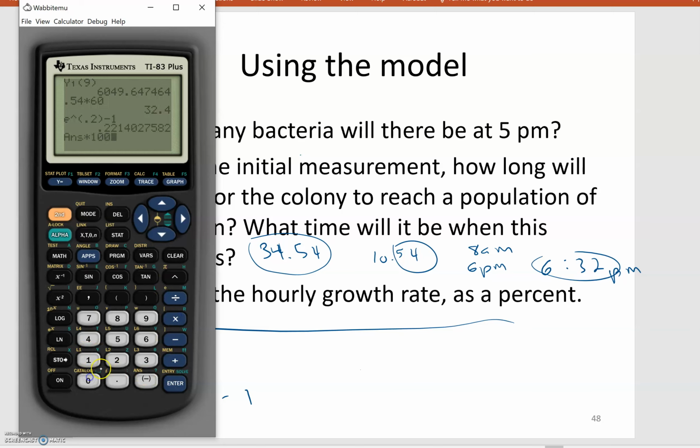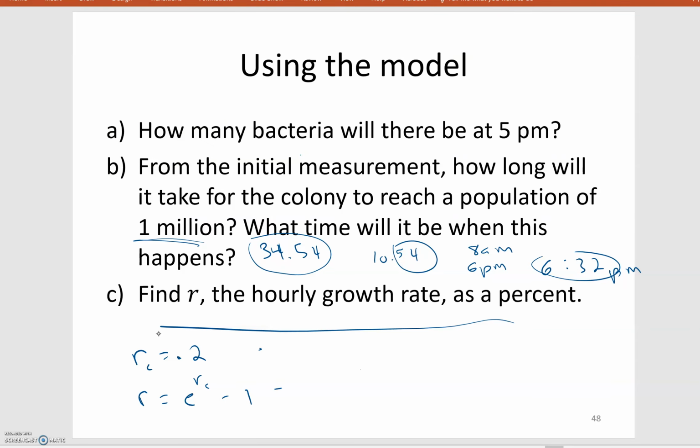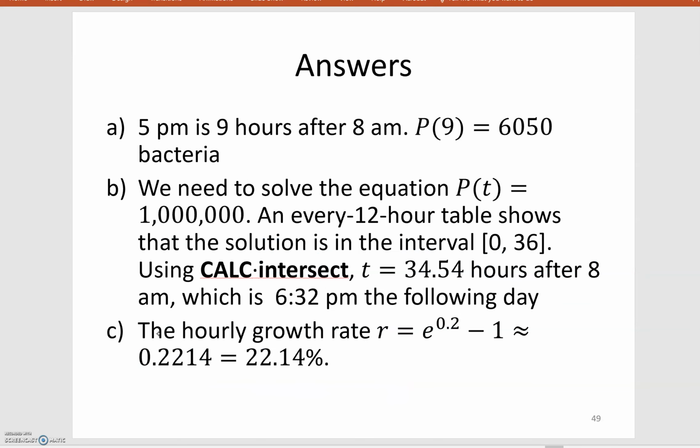And our hourly growth rate is 22.14%. Okay, which notice is just a little bit larger than our continuous growth rate. And this is the same thing as the EAY. I mean, I know this isn't about money, but it's exactly the same thing as computing the EAY.